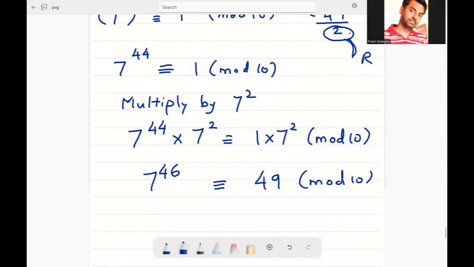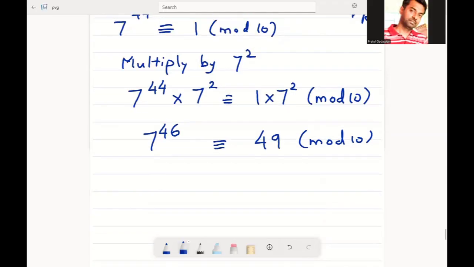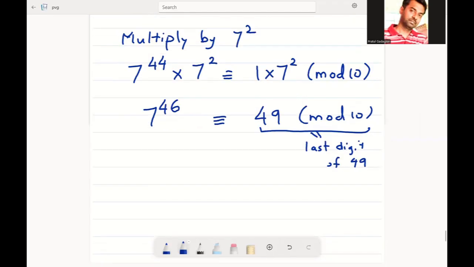Now what is 49 modulo 10? 49 modulo 10 means the last digit of 49. Anything modulo 10 means the last digit. What is the last digit of 49? The last digit of 49 is 9. So 7 raised to 46 is the same as 9 modulo 10.